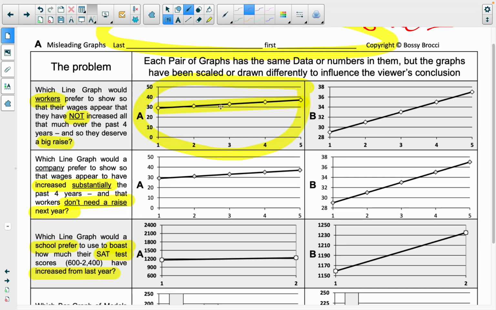Okay, on the front side, we did A together, right? And we said in A, this is the one that shows that there's not that big of an increase over 4 years. This looks very dramatic. What I want you to see is that the information is the same, but when they mess with the intervals along the side, it can skew it and make it look different.